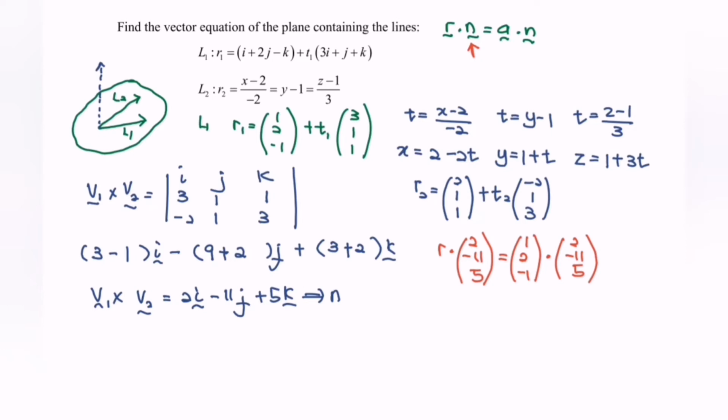Then kindly dot the expression on the right hand side. So r dot with the normal (2, -11, 5) equals 2 minus 22 minus 5. So r dot with the normal is equal to -25. So here we have the vector equation of the plane containing the lines.